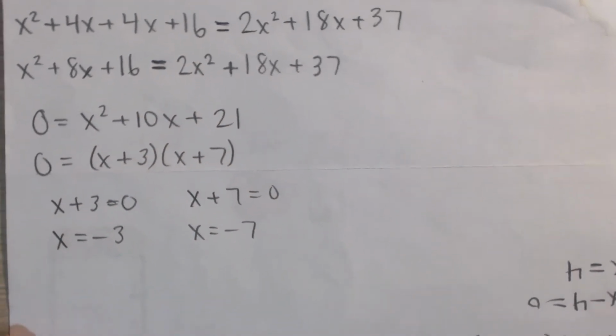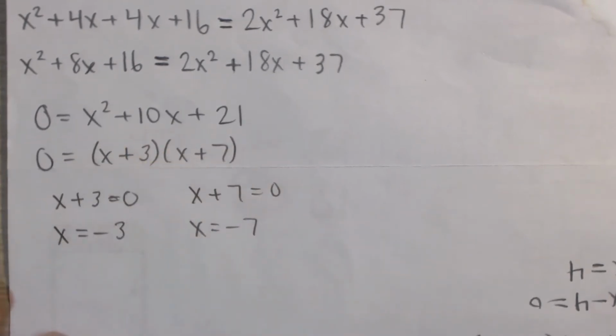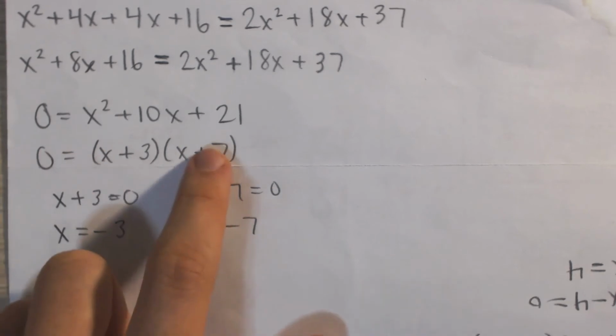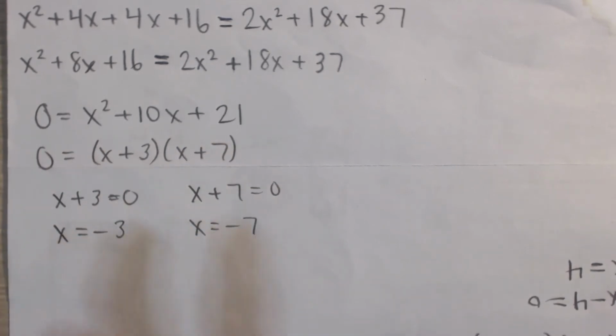And so now you can see here, we're going to factor this quadratic into (x + 3) and (x + 7). Set each of those equal to 0 because the whole thing is equal to 0. And you can see x is equal to -3 and -7. And so those are your final answers.